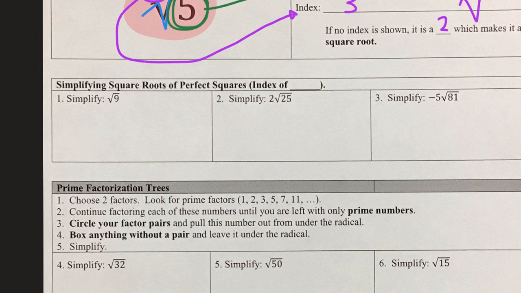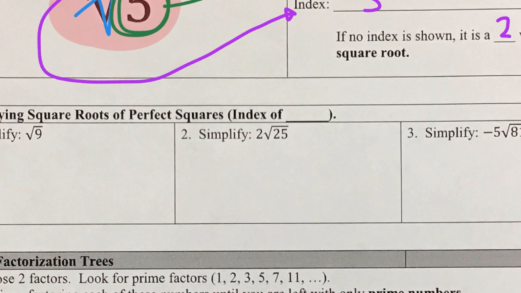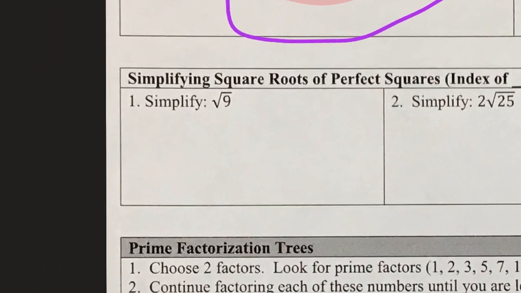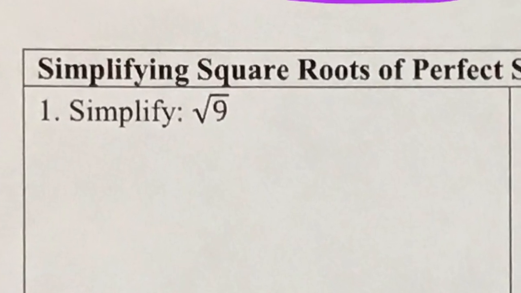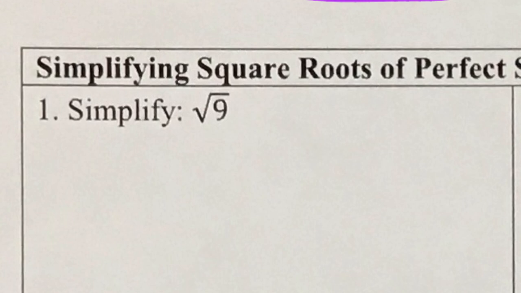Okay, simplifying square roots of perfect squares. When they're perfect squares, we have an index of 2, the second power. To undo an x squared, we would raise it to the second power. Okay, so simplify. What is the square root of 9? What number times itself is 9? That's what we're asking for when you have a square root. Is there a number that when multiplied by itself gives you 9? 3, right? 3 times 3.